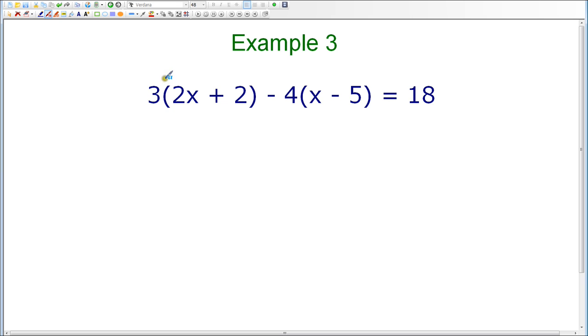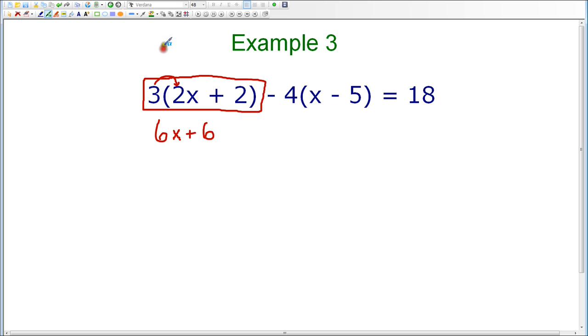And I'm just going to outline this distributive property for you here. 3 times the quantity 2x plus 2. I'm going to start by distributing the 3 throughout this quantity. So we have 3 times the 2x, which is 6x, and then 3 times positive 2 is 6. So as I distribute, I end up with 6x plus 6.